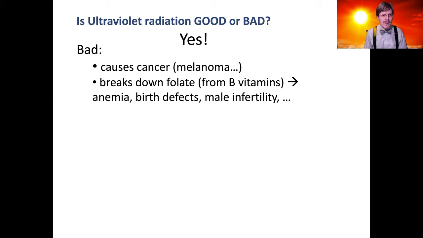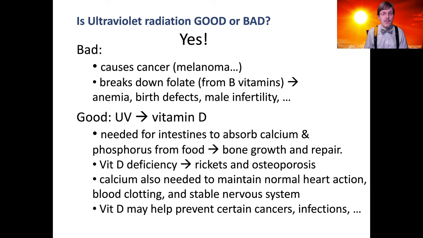So you might say, well, okay, clearly ultraviolet radiation is bad, so let's just get rid of it. We don't want any ultraviolet radiation from the sun. But that would also be a mistake, because in fact, we need ultraviolet radiation from the sun. We need that in order to stimulate our production of vitamin D. And vitamin D is very important for us. It's what enables our intestines to absorb calcium and phosphorus from the food we eat, and that goes to make our bones stronger, to promote bone growth and repair.